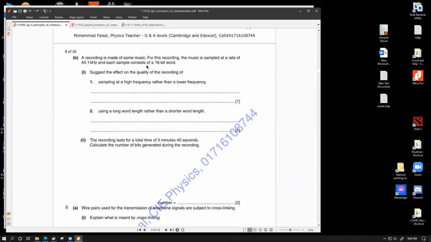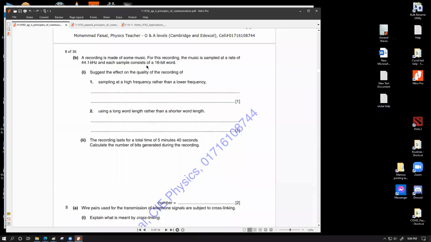It's sampled at the rate of 44.1 kilohertz. Each sample consists of a 16-bit word. So how many bits would you produce for a recording of 5 minutes and 40 seconds?